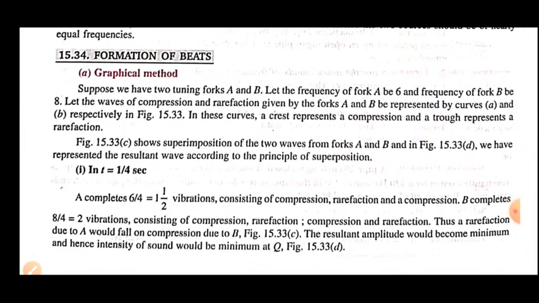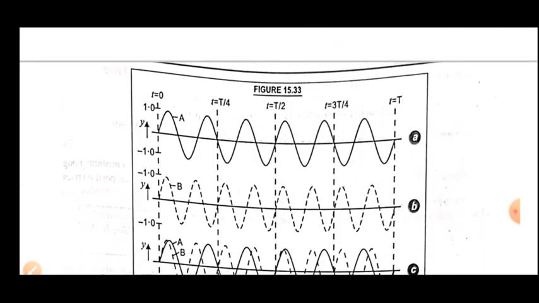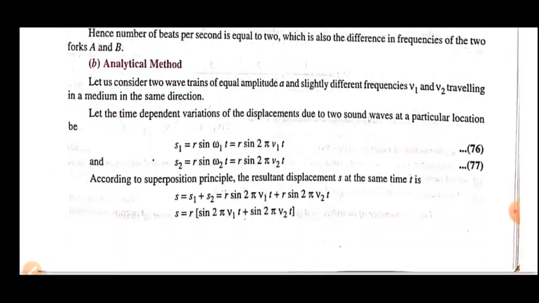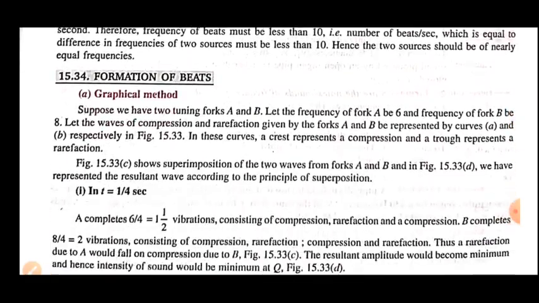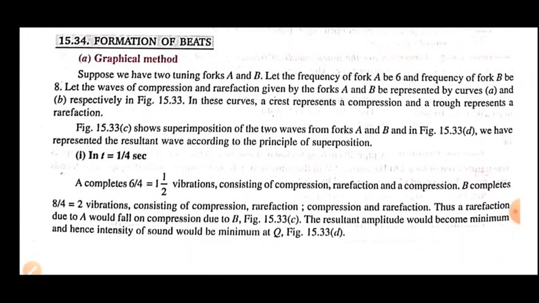For the formation of beats, the first method used is the graphical method, and for that we are going to use two tuning forks. Tuning forks are used to produce sound, and later I will show you the figure of that also. First let's start here. Suppose we have two tuning forks A and B. Let the frequency of the first fork be 6, and the frequency of fork B be 8, for example.